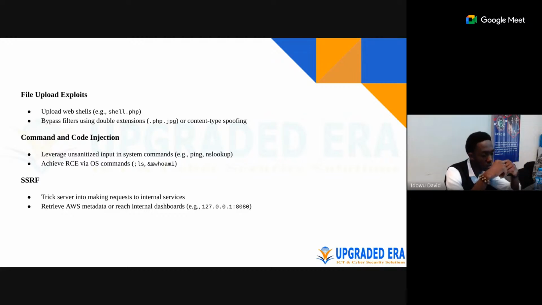So this can also lead you to uploading web shells, bypassing filters using double extensions. For example, .php.jpg. So an application that strictly enforces the .jpg rule as a file extension, but doesn't necessarily check the content of the file itself, can still be bypassed by using a double extension.